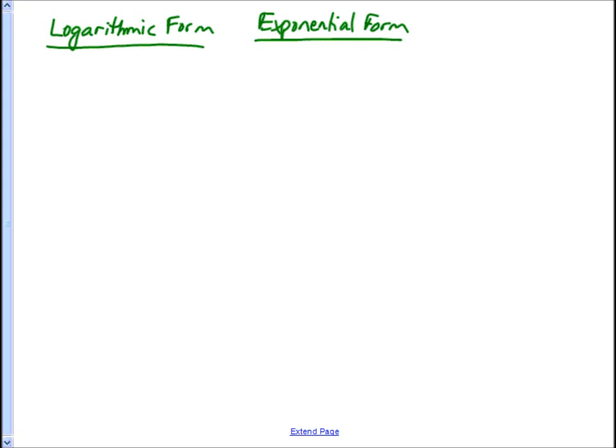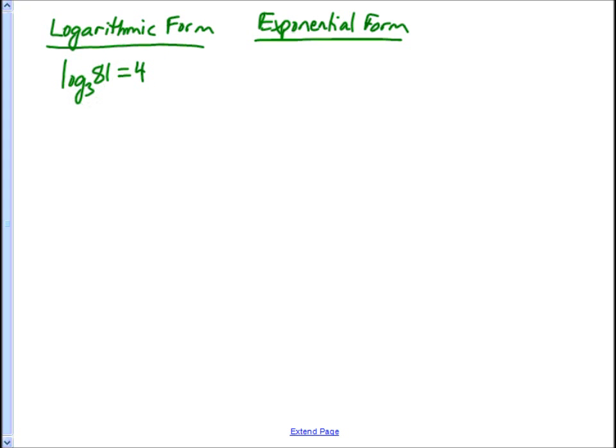Now let's run this property. We'll have them given in logarithmic form, and we'll put them in exponential form. Let's say you have log base 3 of 81 equals 4. Then by that definition, you know 3 to the 4th equals 81.